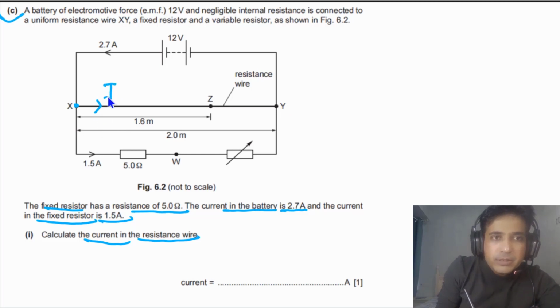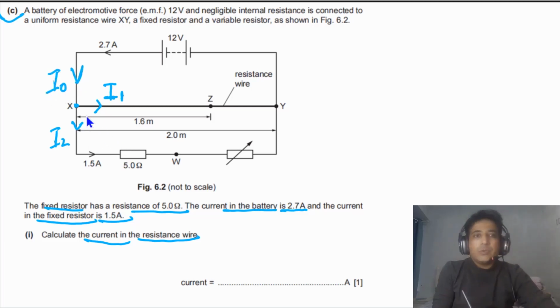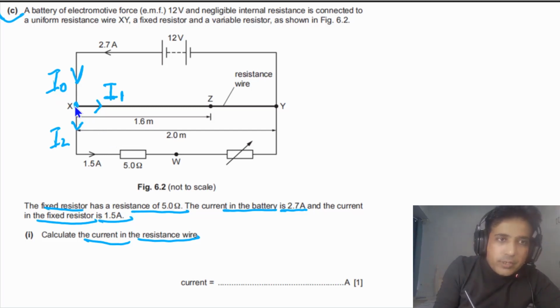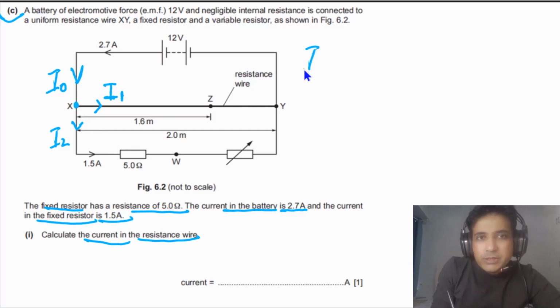So simply, let's say current in resistance wire is equal to I1, and current in this fixed resistor is I2. We can also assume the current coming from the battery is I naught. So at this junction, I naught has to be equal to I1 plus I2.